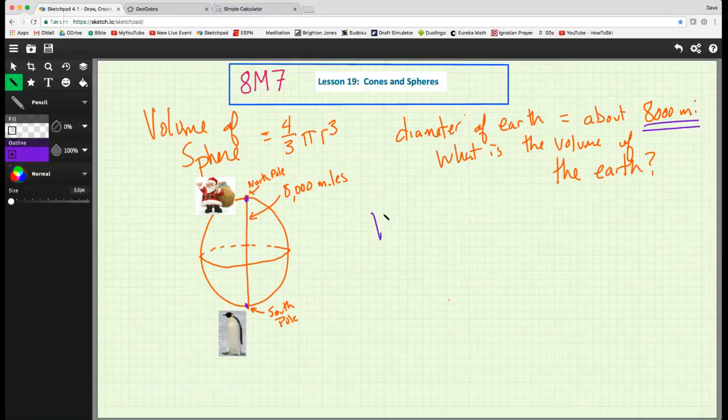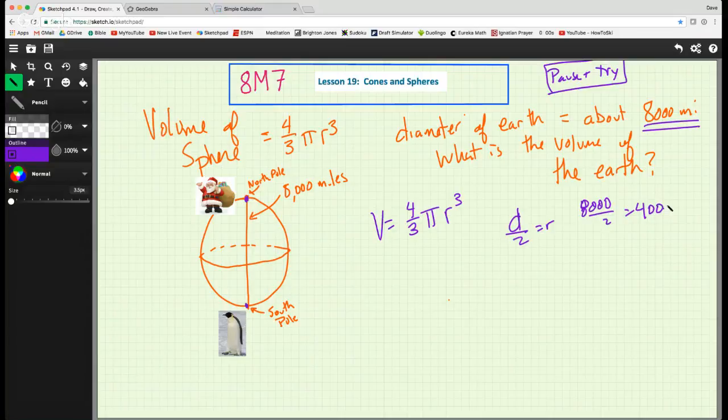So if our volume is equal to 4/3 pi r cubed, well, we don't know what the radius is. So if you want to pause and try this yourself, go ahead. So pause and try, and then I'll give you the answer. Okay. So the diameter over 2 is the radius. So 8,000 over 2 equals 4,000. So that 4,000 is our radius. It's half of this distance is 4,000.